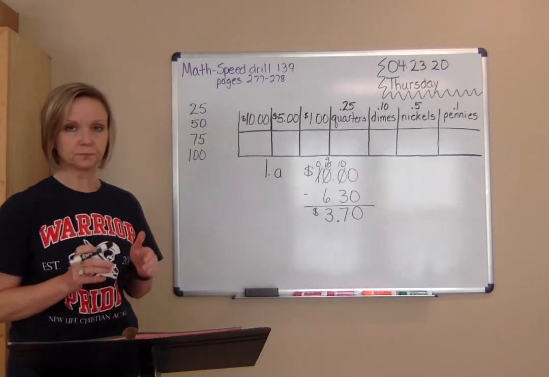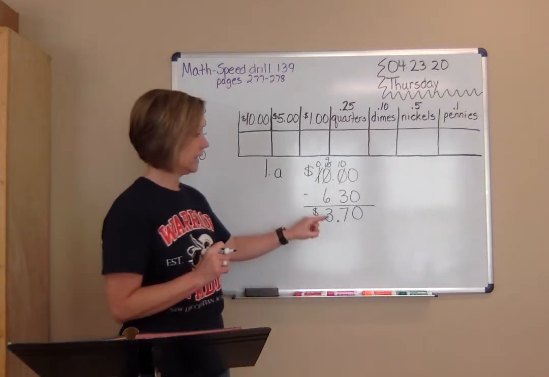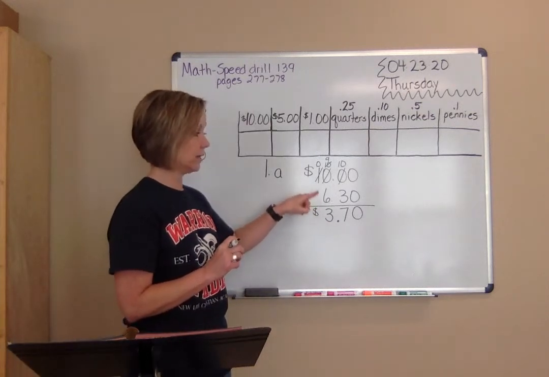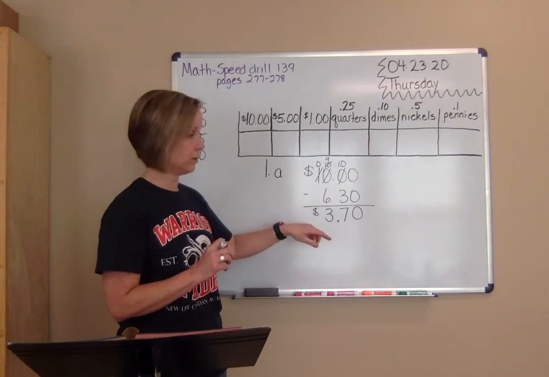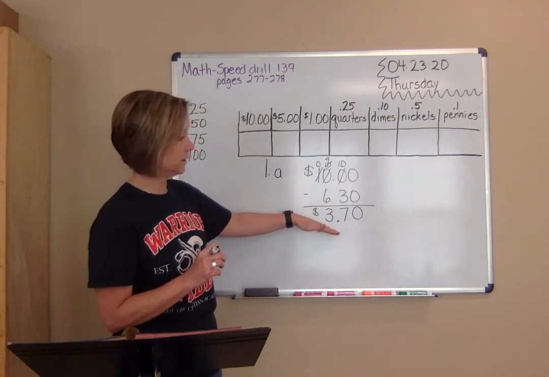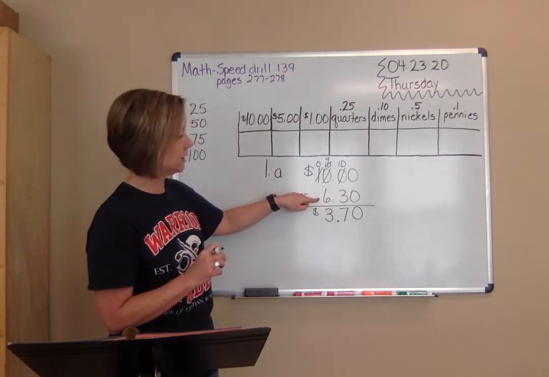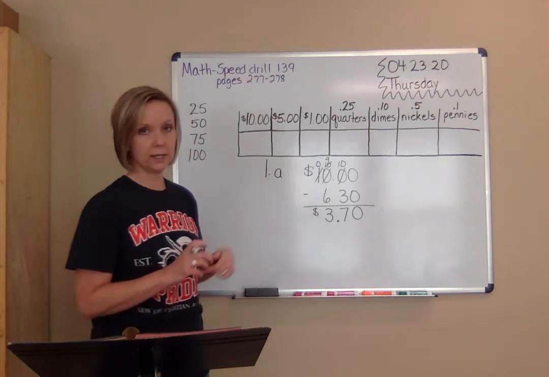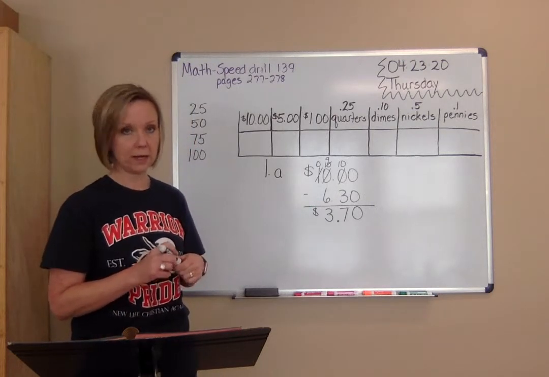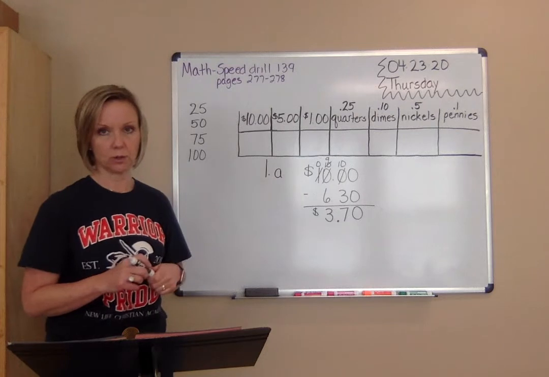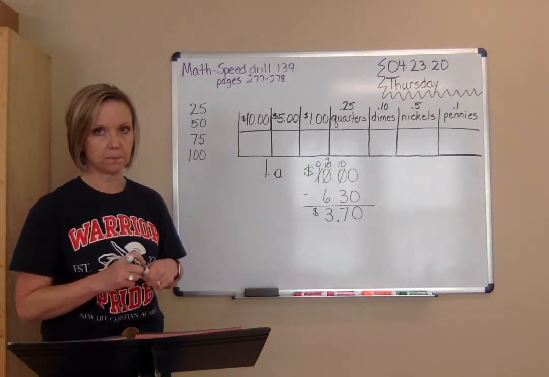Two places after the decimal, 70 cents, and then our paper money is $3. $3.70. And at this point, if you wanted to be sure that you subtracted correctly, remember, you could take your difference and add it to your subtrahend here, and you could make sure that that equaled $10. That's a good check there.